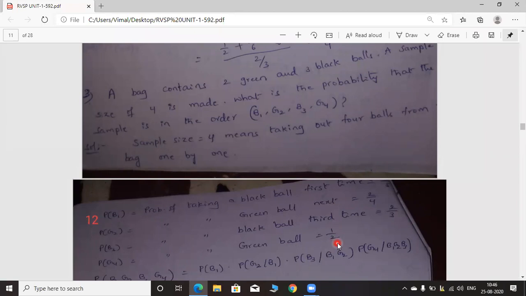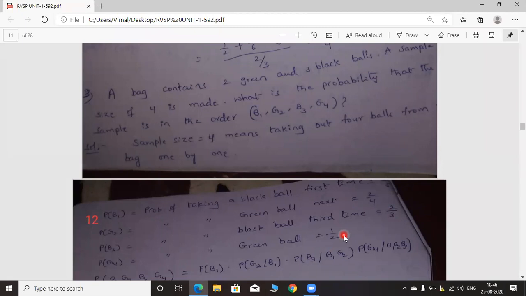Initially there are 5 balls. There is no doubt in that. So after picking one ball from the bag, you have 4 balls remaining in the bag. After picking another ball from the bag, you have 3 balls in the bag. After picking one more ball from the bag, you have 2 balls in the bag. So like that, we are picking one ball at a time, so the denominator is decreased by 1 every time.